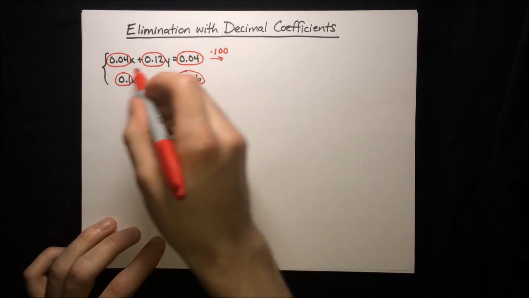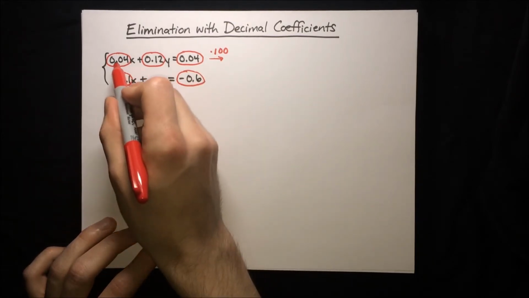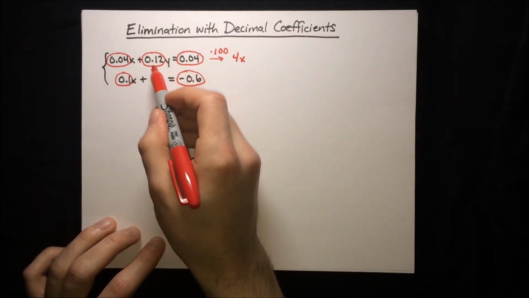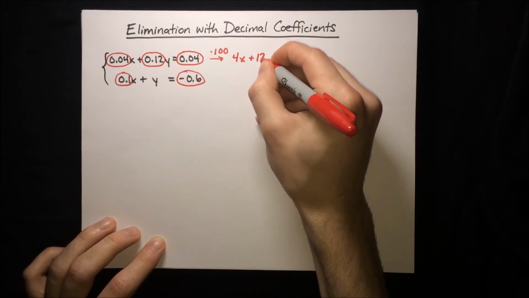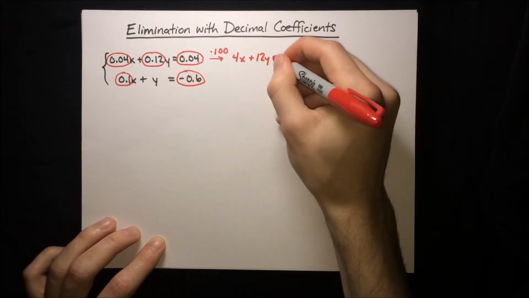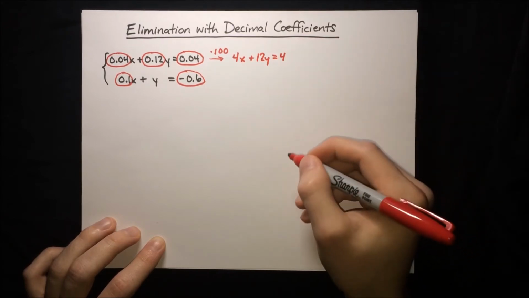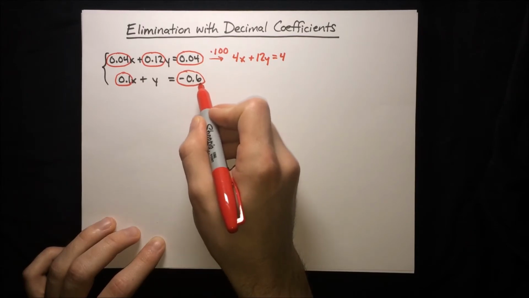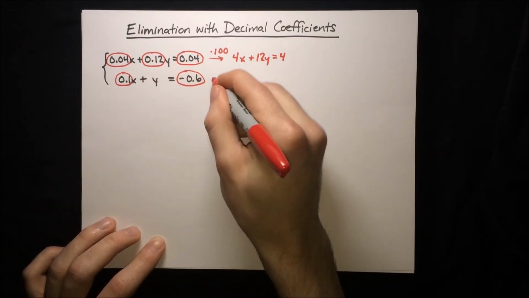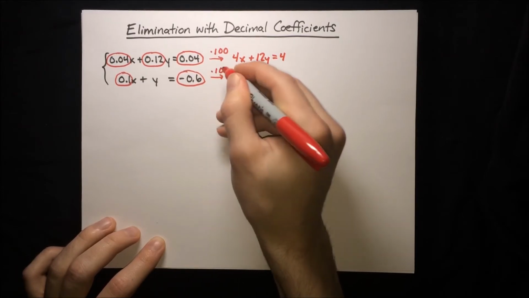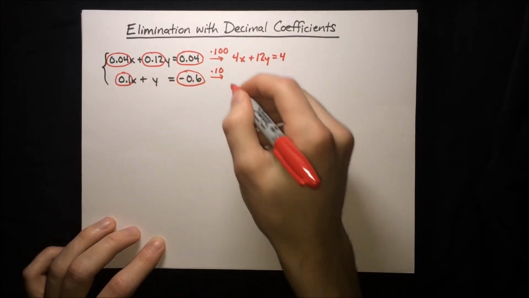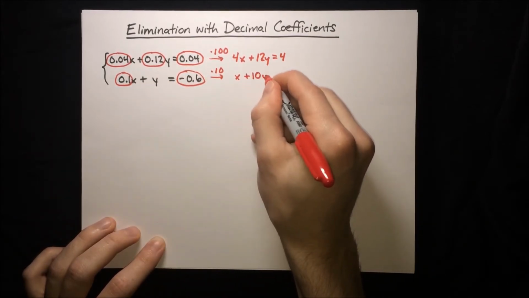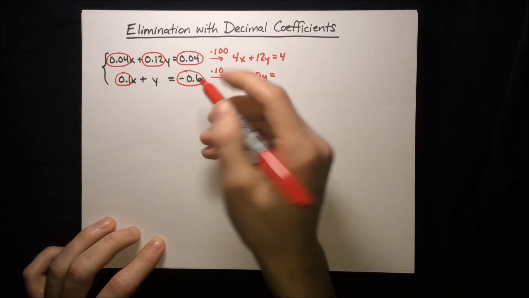Okay, so times 100, 0.04 times 100, we just shift over the decimal place twice, and we get 4x, and then 0.12 shifted over twice, plus 12y, and then 0.04 shifted over twice equals 4. Okay, and then in the bottom, we just have one number behind the decimal place in both of these, so we can just multiply by 10, and that'll shift this decimal place over once. We just get 1x, or just x plus 10y equals, shift that over, -6.